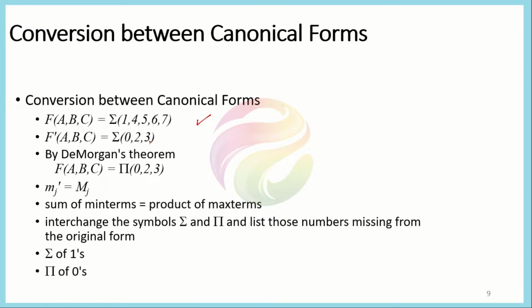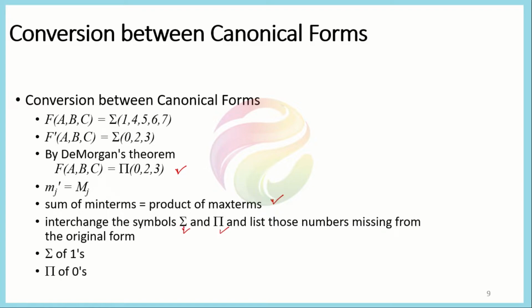And now if we apply De Morgan's law, we can say that if this function is represented in the form of max terms, then it will be represented like this one. So the sum of min terms is basically equal to the product of max terms. The sum here is actually representing the OR operation, you can say, and the product is representing the AND operation. So you should be very clear that the sum of min terms is equal to the product of max terms, and we only need to interchange the symbols.